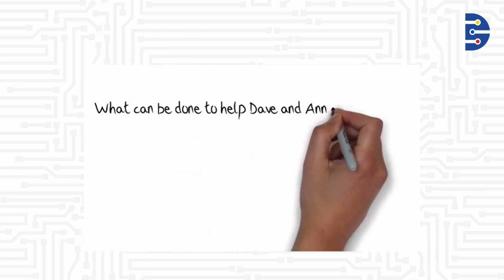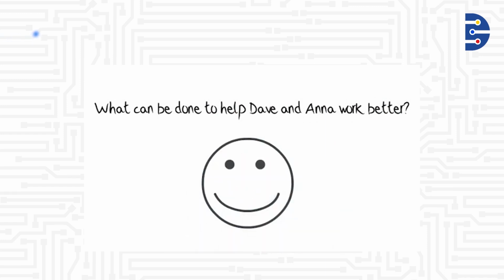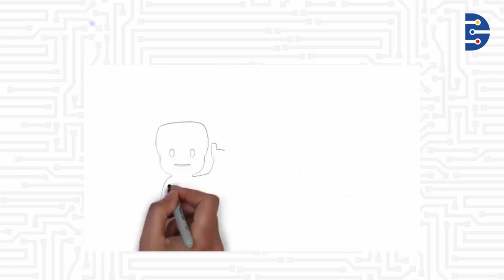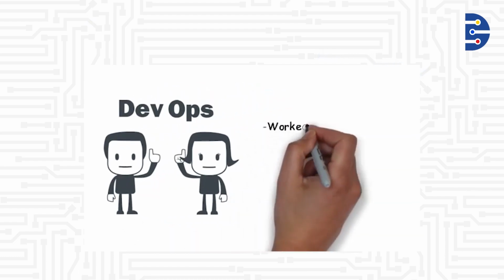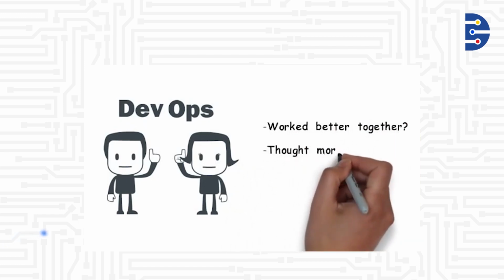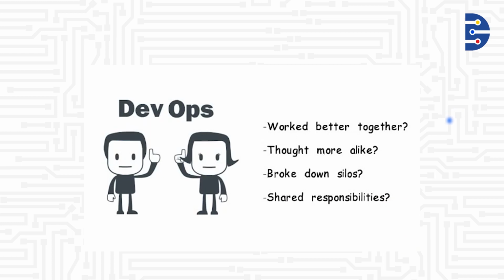So, what can be done to help Dave and Anna work better? Ultimately, they want the same thing: happy customers. What if Dave the developer and Anna from operations worked better together? Thought more alike, broke down silos, shared responsibilities. This would require them to change their mindset on how dev and ops work.